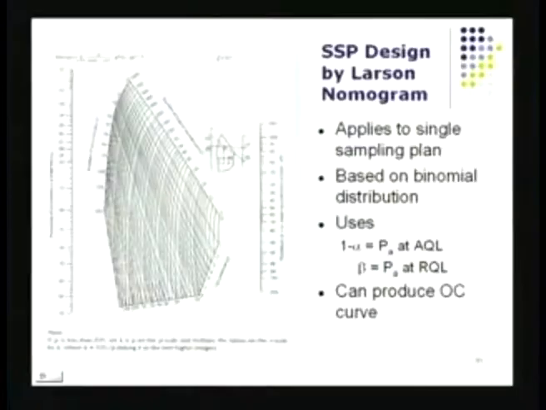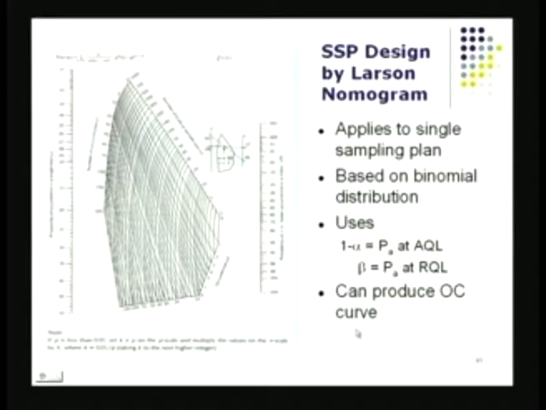Alpha is the risk. Who is this risk for? It is for the producer. He should not get good lots returned to them. And this has to be done at the AQL level. So this is one condition. The other is the condition of beta, and beta is shown right here. Beta is PA at RQL level. Beta is the straight probability of acceptance of the lot.